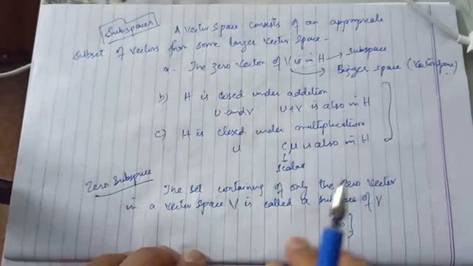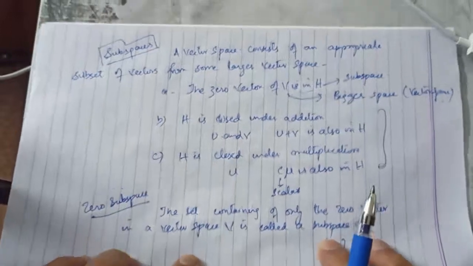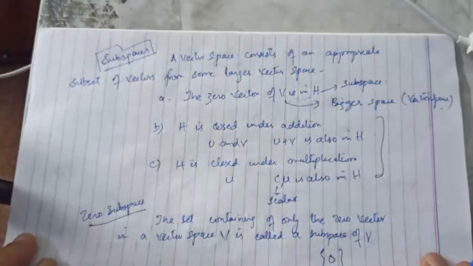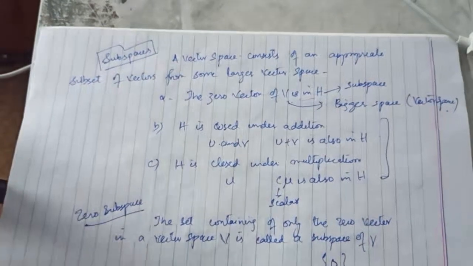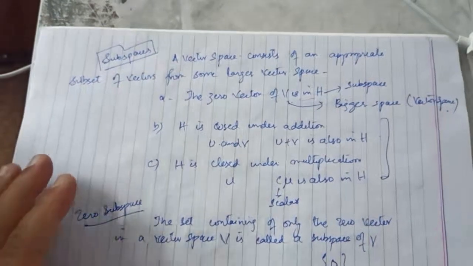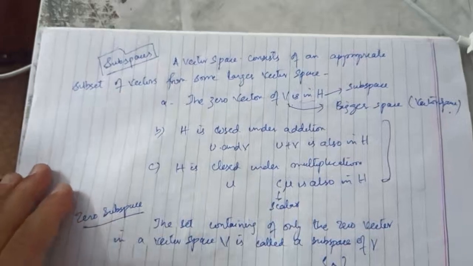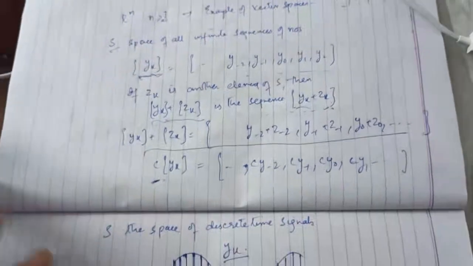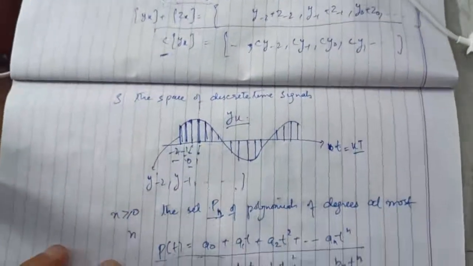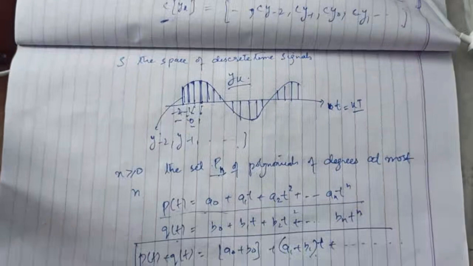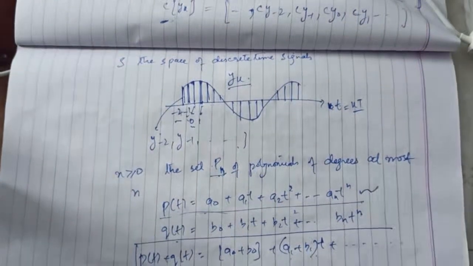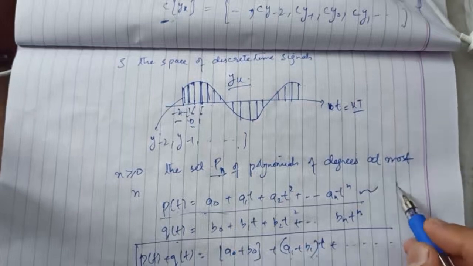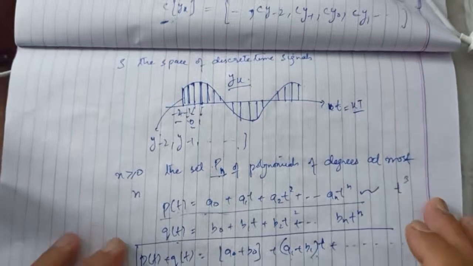Similarly, in practice, we are not interested in the whole vector space. We are actually interested in an appropriate set of vectors from some larger vector space. For example, in the examples that we have just covered, we may be interested in polynomials of order up to 3.